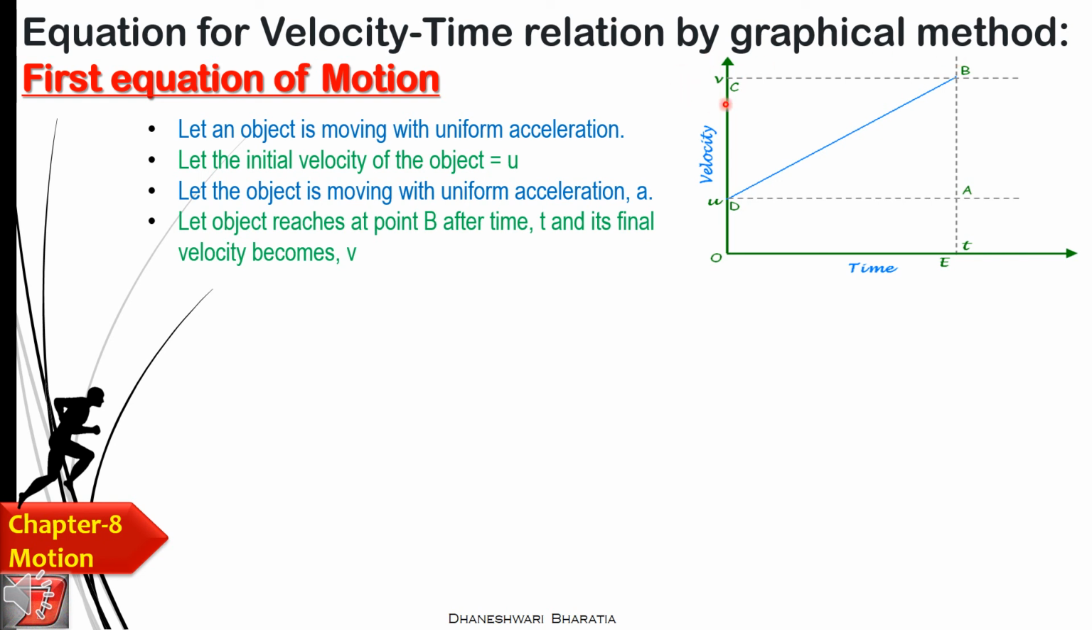Okay, and the final velocity will become v. I'll repeat, the object is moving with uniform acceleration, which is given as a. Now the initial velocity is u, it has reached point B with the final velocity v. Now we are going to join this line which is going to be parallel to the y-axis. यहाँ पे हमें ये line को join करना है, where this particular line will meet the x-axis at E.